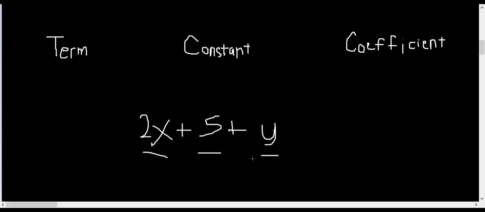How about constant? Constant is a term that has a fixed value, exact opposite of a variable, which the value can be anything. In this case, the constant is the number 5.